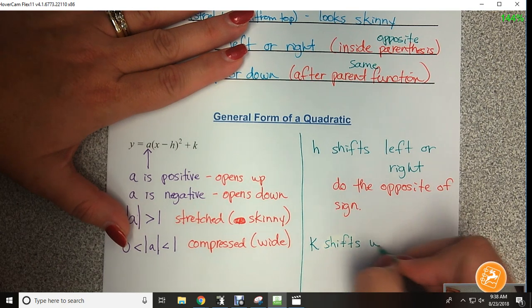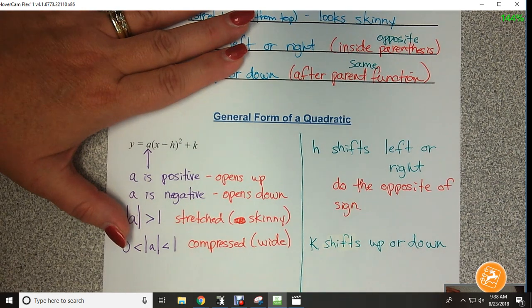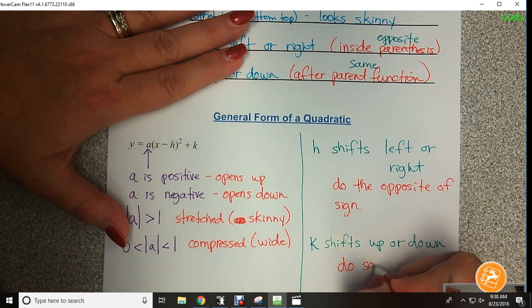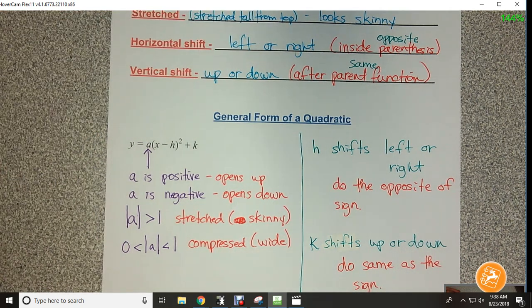It shifts up or down. And this time you're going to do the same as the sign. So if it's a positive K, you're going to shift up. If it's a negative K, you're going to shift down.